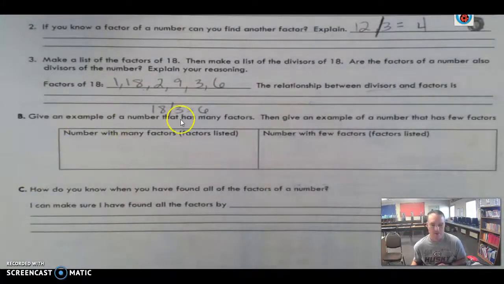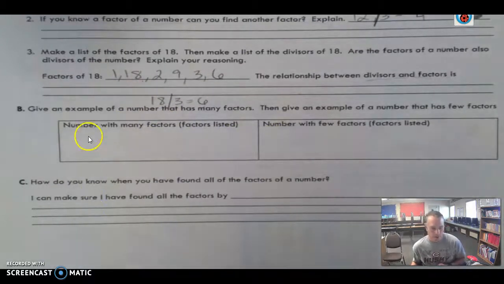Give an example of a number that has many factors. So what's a number that has a lot of factors, and what's a number that has few? Go ahead and think about that. Let's just talk about numbers 1 through 30 and find a number with many factors and one with few. Go ahead and fill that out. Okay, if you filled it out, great. If you haven't, pause it and fill it out. If you have, here we go.